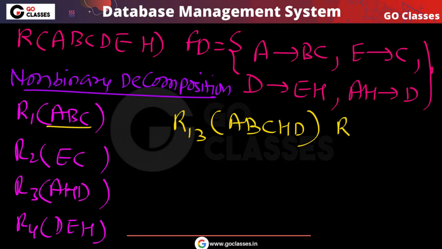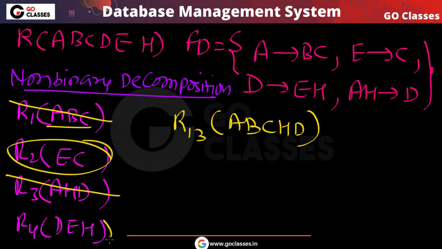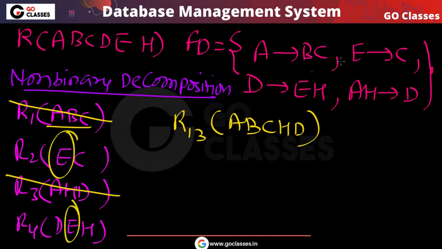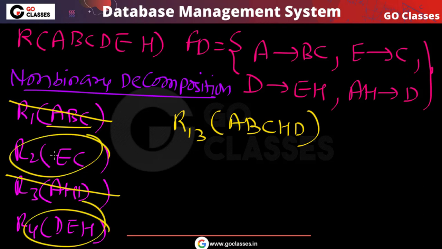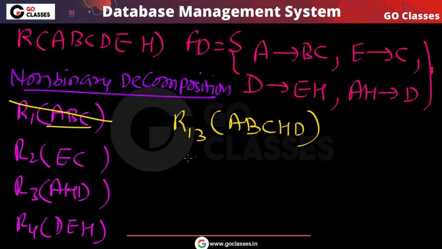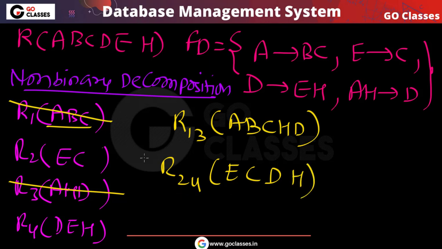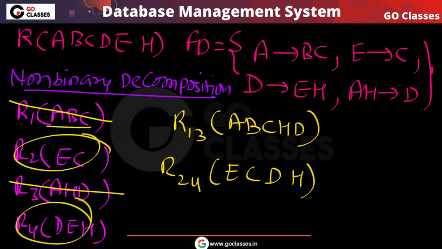Now I have R2 and R4 remaining, along with R1, 3. Can I combine R2, R4? Yes, because the common set of attributes is E, and E can determine C, so the common set is a super key in R2. So we can combine these two. R2, 4 gives E, C, D, H, and these two I can combine in a lossless manner.